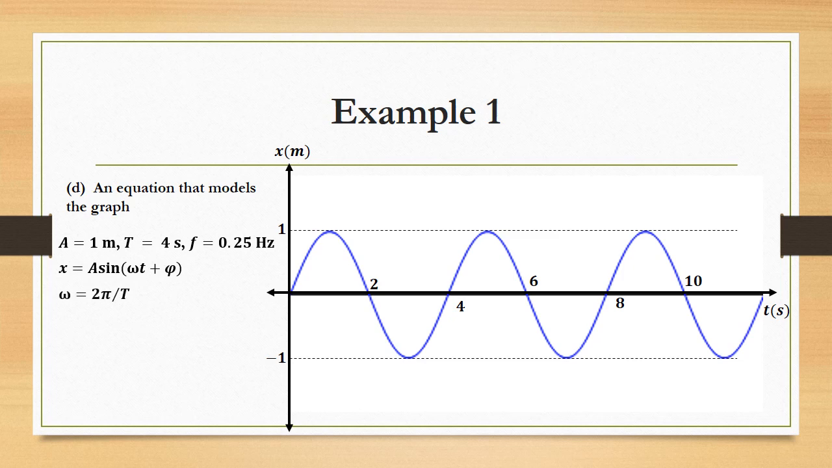Omega is always found using one of two equivalent equations. One of them is written here, 2 pi over T. The equivalent equation to this just comes from the stuff written up here. 2 pi over T, that's the same as 2 pi times 1 over T. Well, what's 1 over T? That's f. So you could also use 2 pi times f. Either one's fine. And we plug in the stuff we know. 4 seconds was the period, and there's your omega value. Putting it all together, your equation is this.